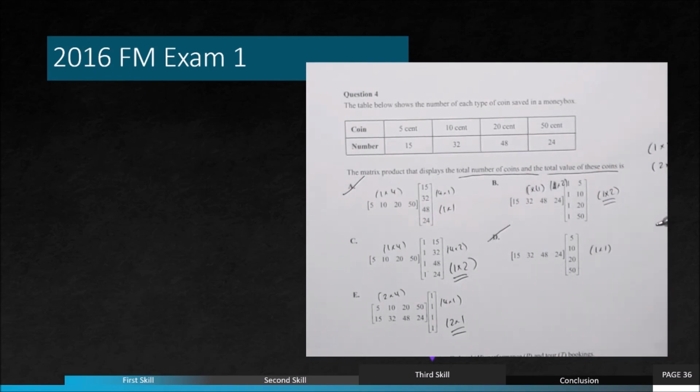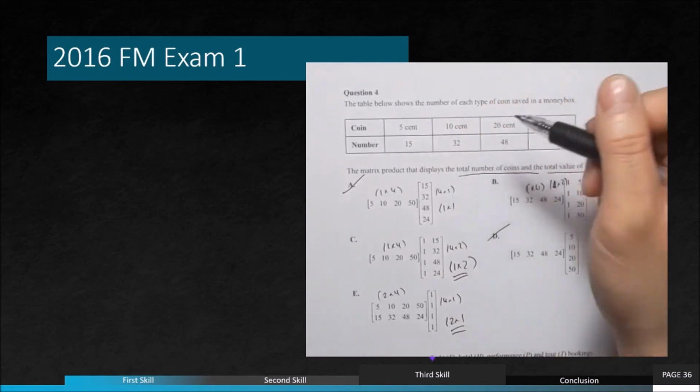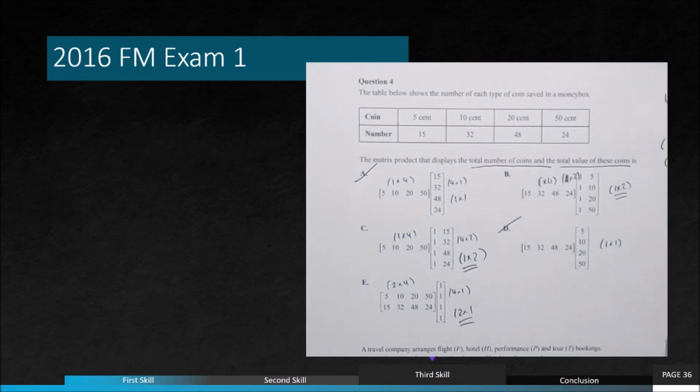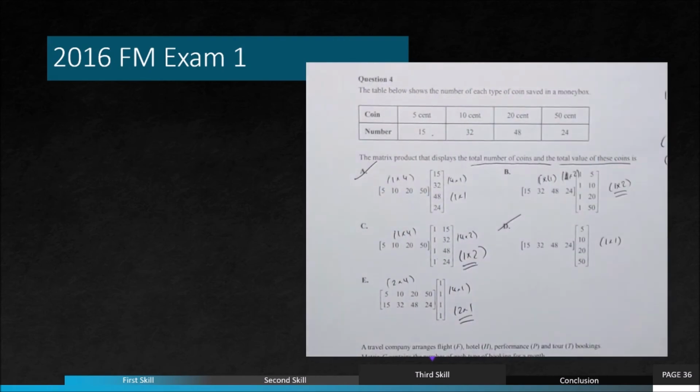I guess the next thing you'll be looking for is when you actually multiply these out, what would you end up with? So the question is the total number of coins. We can kind of figure this out. The total number of coins is going to be, add all these up. So that's 15 plus 32 plus 48 plus 24. That means there's 119 coins, and then the worth of it will be that times that, and then add it all together.